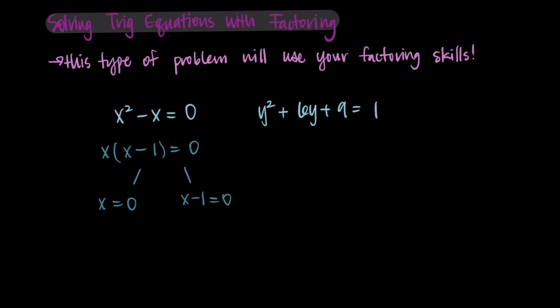So the first one, x equals 0, is already done. The other one, we have to just move the 1 over to the other side. And so I'm getting x equals 1. So for this problem, my two solutions were x equals 0 and x equals 1.